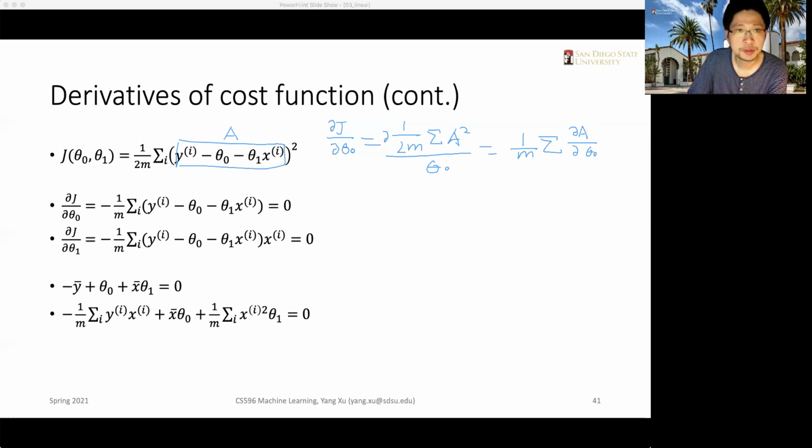Now we just need to focus on these terms. A is yi minus theta 0 minus theta 1 times xi. If we take the derivative with respect to theta 0, it will give us -1, because the -1 is here from the coefficient. If we take the derivative with theta 1, it will give us -xi.